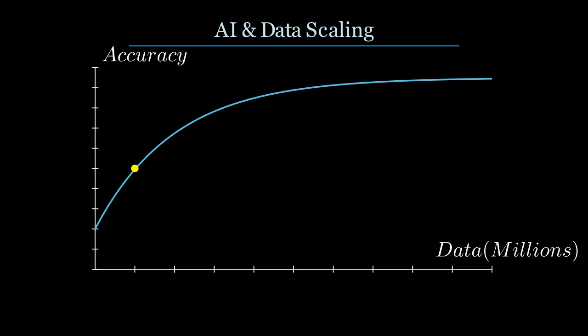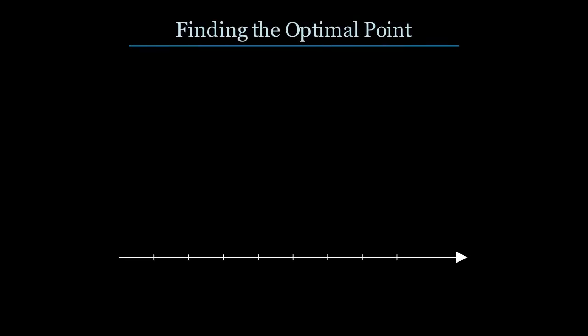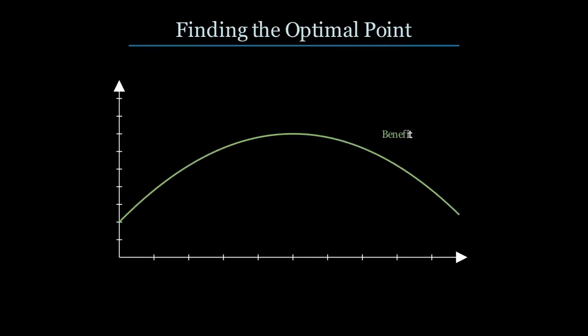In conclusion, understanding diminishing returns is about finding the optimal point. It is the point where the cost of adding more input outweighs the value of the additional output. Whether in economics, fitness, or technology, the goal isn't to maximize input, but to optimize efficiency. Remember, more is not always better.